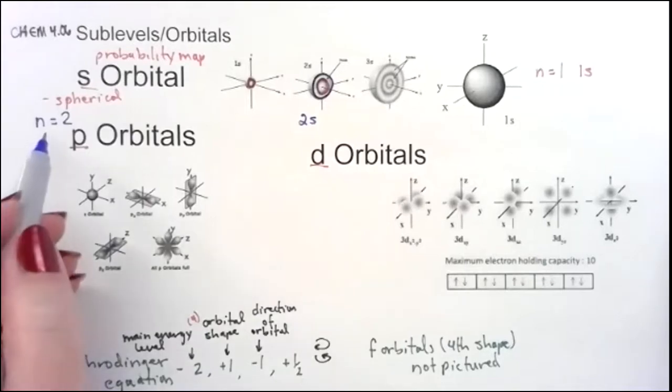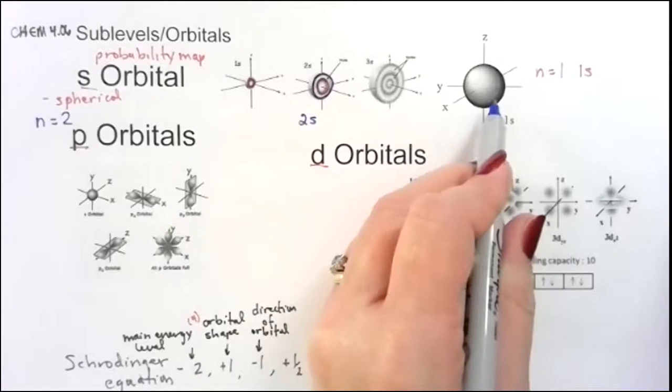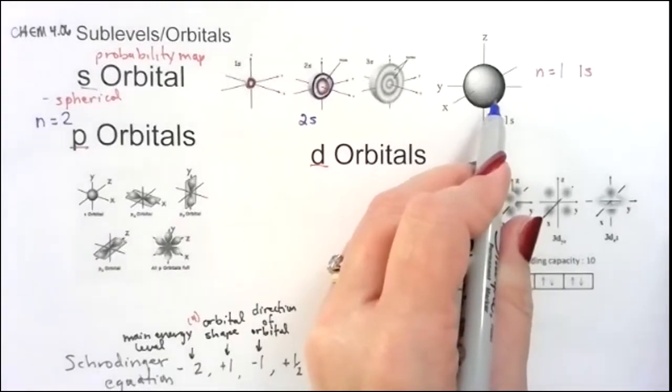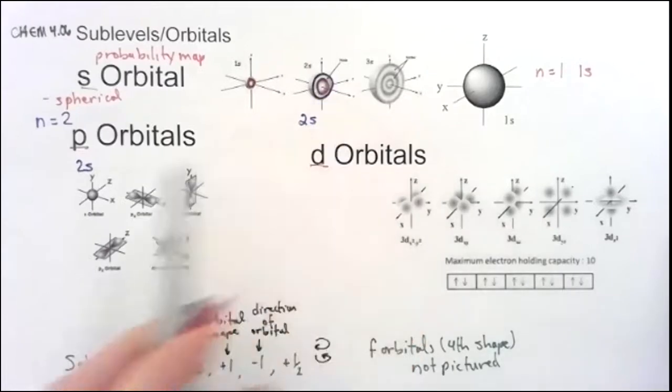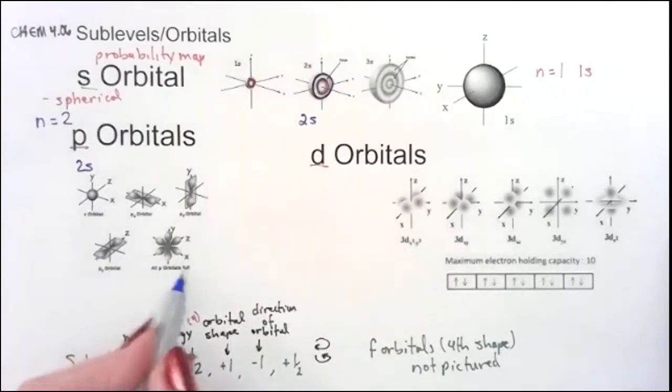N equals 2 is where we first start to get p levels, but we don't start off with a p level. So we have a 1s, and then existing around that, we have our 2s. And they fit one inside the other, and all the orbitals do this. If you've ever seen Russian nesting dolls, the smaller doll goes inside a larger doll, goes inside a larger doll. So the 1s fits inside the 2s, and then we get these 2p.